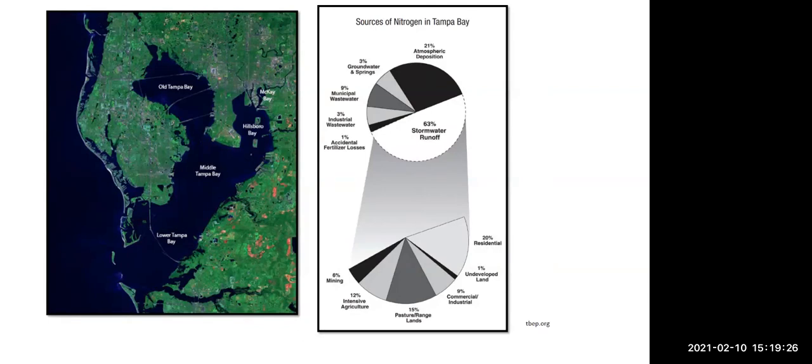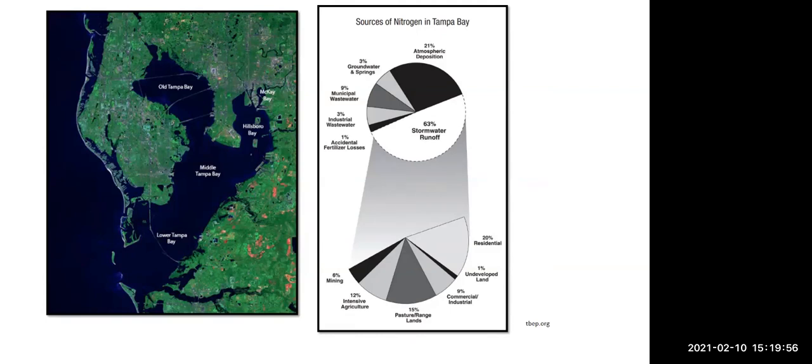Now that stormwater runoff can come from a lot of different sources. If you look down at the bottom of the pie chart, you see that 20% of that in our area is coming from residential sources. So these would be residential urban neighborhoods. Then we have a couple of other sources like undeveloped land and commercial and industrial, some agricultural uses. But I will always focus on that piece of the pie chart that's residential stormwater runoff. 20% of the nitrogen going to Tampa Bay from that category.